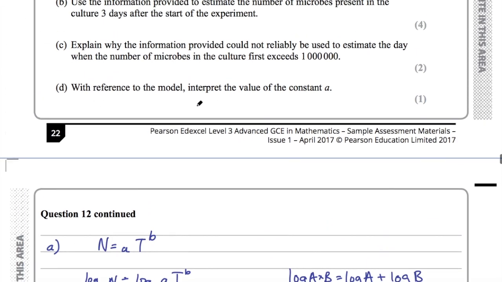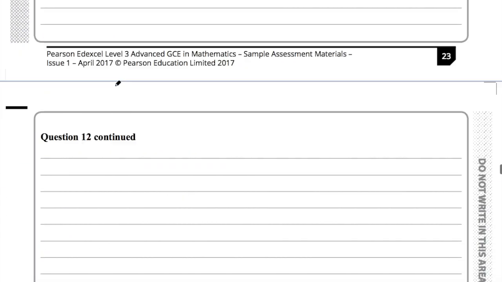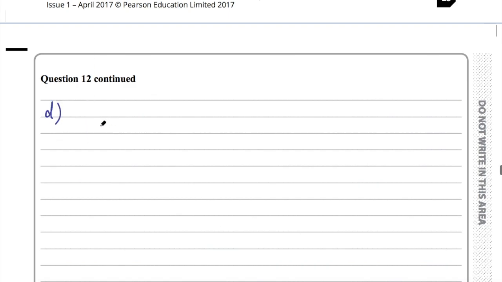And part D says, with reference to the model, interpret the value of the constant A. Okay, so let's go to the second page. So part D, remember the model said n equals a t to the power b. So when t equals 1, t to the power b will equal 1. Doesn't matter what b is, 1 to the power of anything is just 1. And remember that t is the number of days. So when t equals 1, or 1 day after the experiment starts, t to the power b will equal 1. That means that when t to the power b equals 1, n equals a. In other words, the number of microbes equals a.